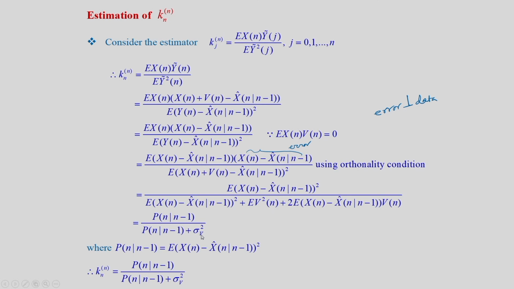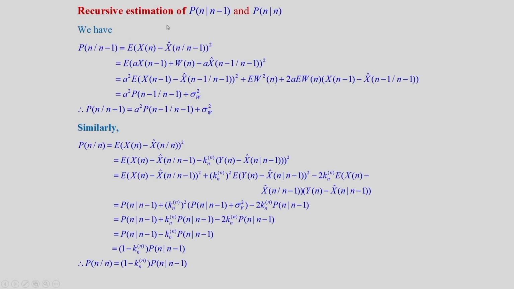sigma v square. Therefore, what we get is that Kalman gain at instant n is equal to p of n given n minus 1, that is mean square prediction error based on data up to n minus 1 divided by mean square prediction error plus sigma v square. So, this is one relation which we will be using to determine the Kalman gain. We need the previous mean square prediction error and the variance of the noise.